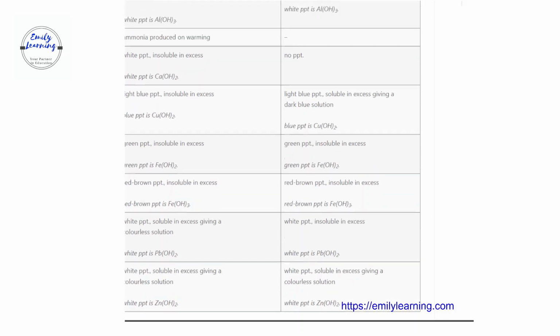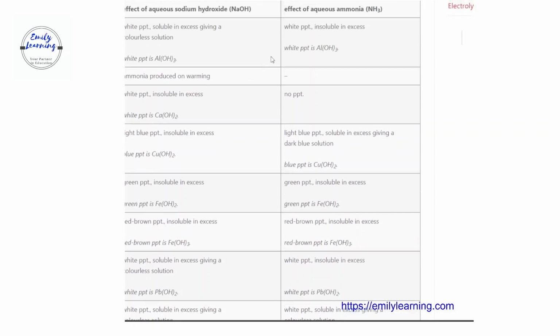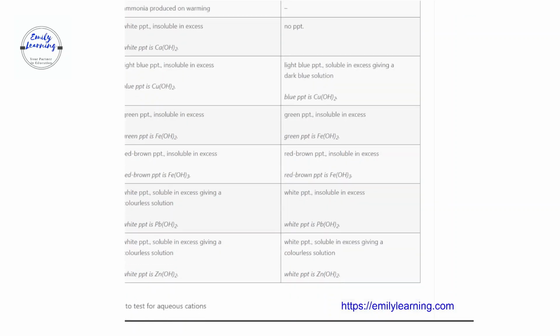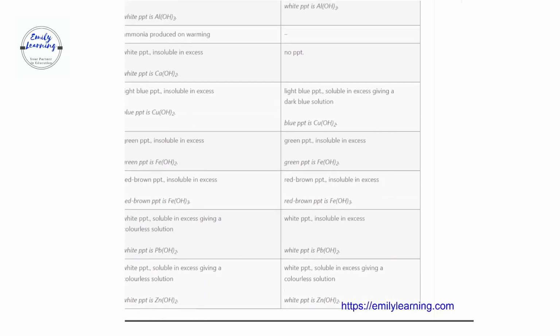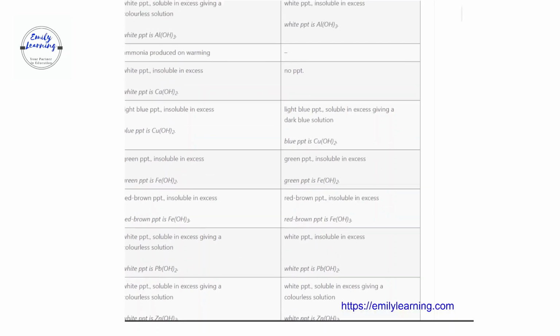How about Cu2+? For Cu2+, in the presence of aqueous ammonia, it will form a light blue precipitate, and it is soluble in excess. So because it is soluble in excess, at the end of the day, you will have no more precipitate. In other words, for Cu2+ and for Zn2+, there will not be any precipitate when you add excess aqueous ammonia. Only Fe2+ and Fe3+ will have precipitate when you add excess aqueous ammonia, because these precipitates are insoluble in excess aqueous ammonia.